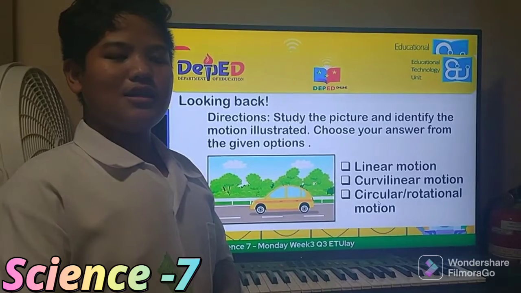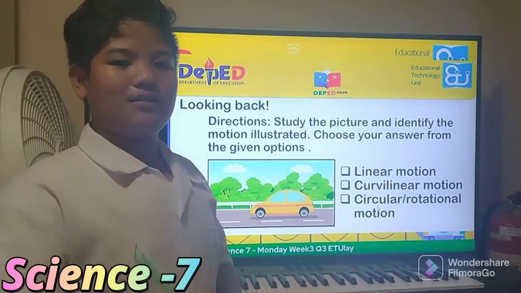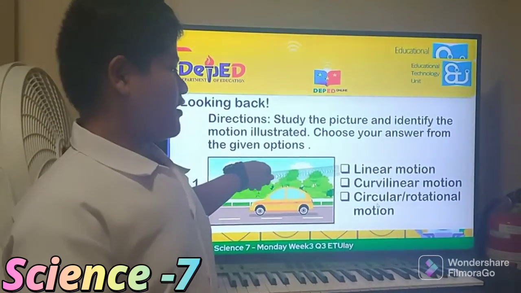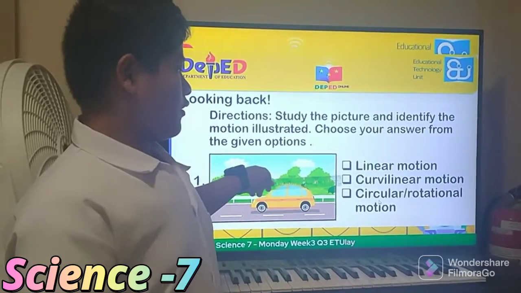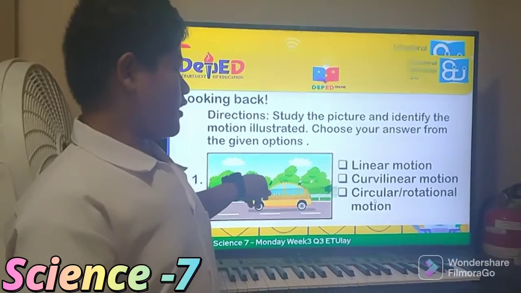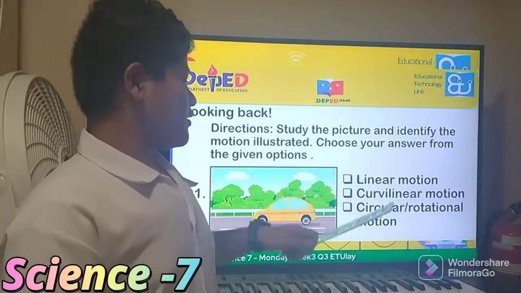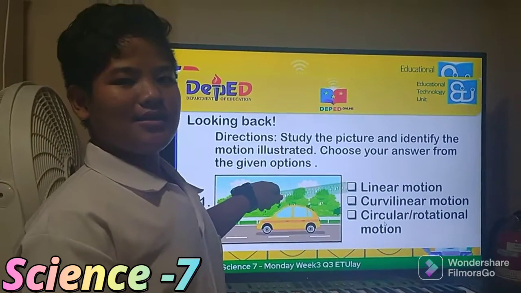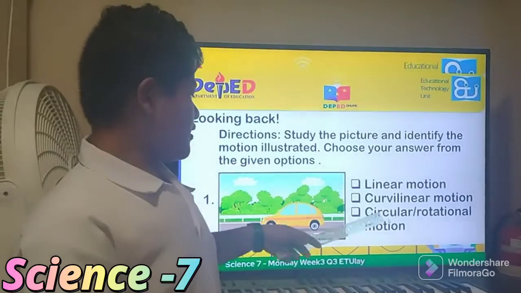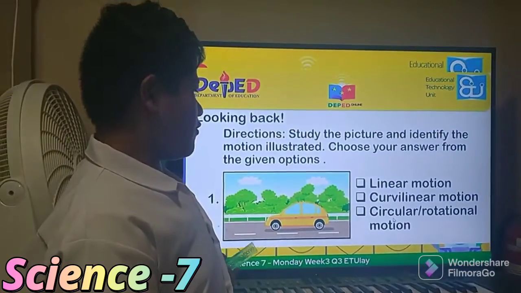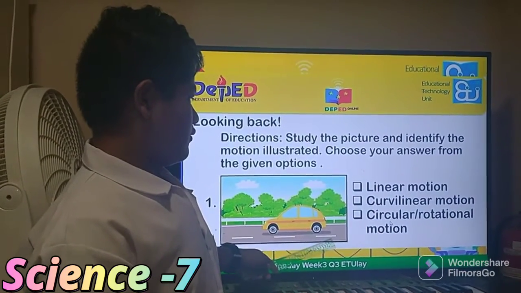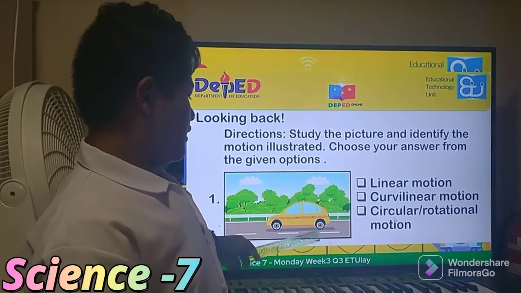What do you think is the answer in number 1? Is it linear motion, curvilinear motion, circular rotational motion? If your answer is linear motion, yes, you are correct. This is an example of linear motion. You can see the lines here.